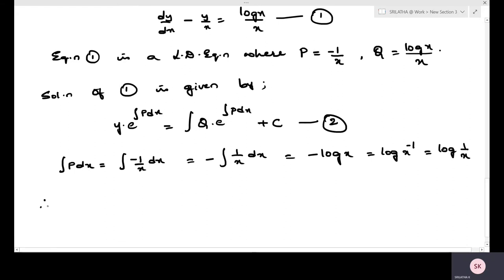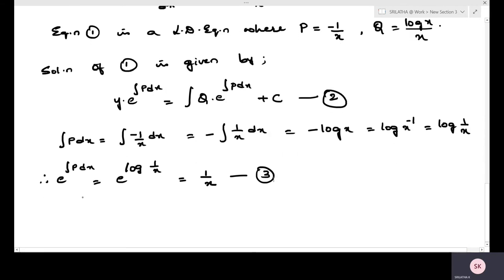Okay. Therefore, what is e to the power of integral p dx equal to? It will be e to the power of the integral p dx value. Just now we have found out. What is that? Log of 1 by x. So it will be e to the power of log of 1 by x. Now, exponential and logarithmic functions are inverse functions to each other. They both will get nullified and I'll remain with 1 by x. Now, this is equation number 3. So I am going to use now 3 in 2.